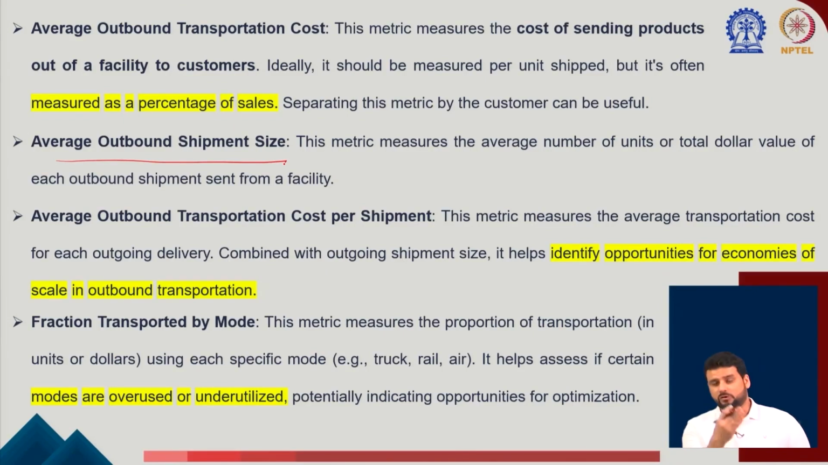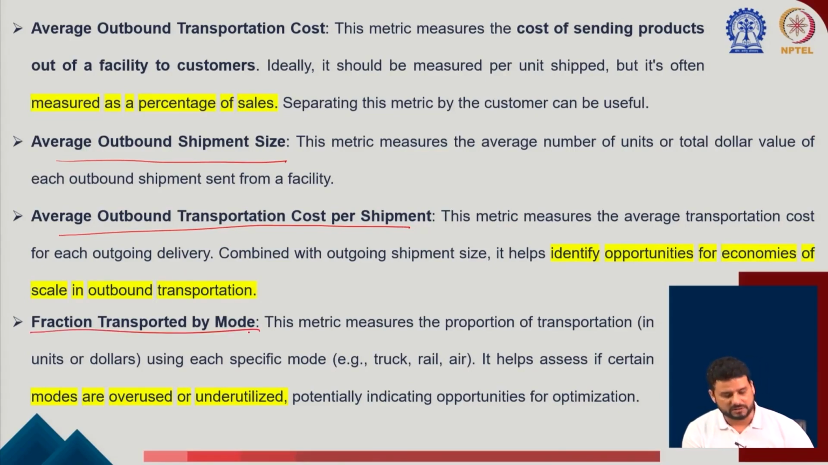So that also tells whether you are going for economies of scale or you are processing the individual order. Average outbound transportation cost per shipment: in one shipment how many units you are transporting, you can divide the total cost by your shipment size, and then for economies of scale you can find out the percentage of that average outbound transportation cost per shipment in the total sales.